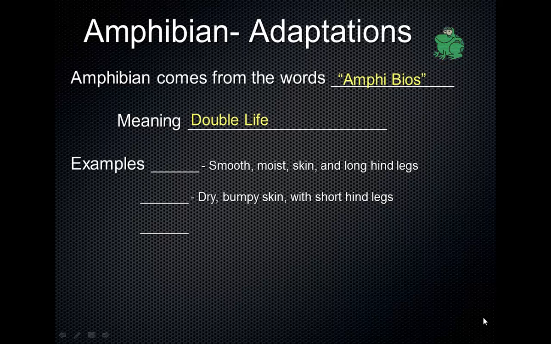Within the amphibian class, there's basically just three types of amphibians, three larger groups, orders. There are the frogs, okay, which have smooth, moist skin, long hind legs. There's toads, with drier, bumpy skin, shorter legs. And then there are the salamanders and newts.